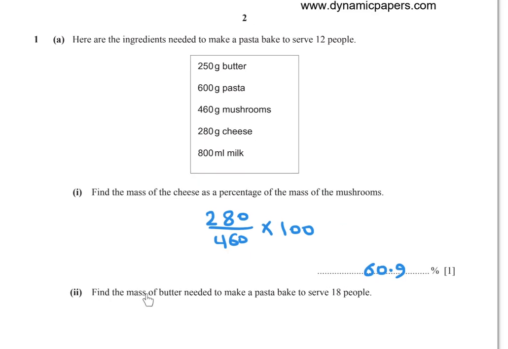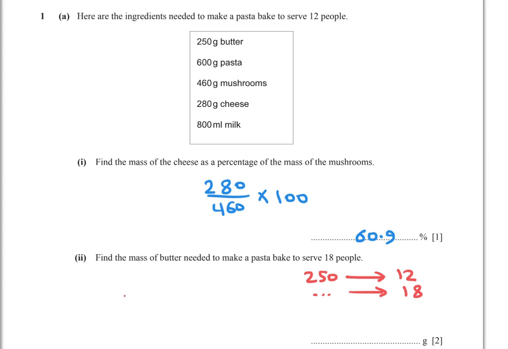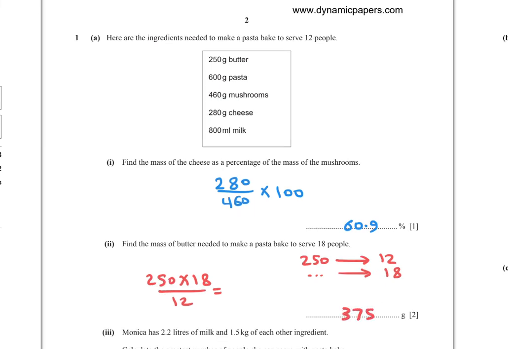B. Find the mass of butter needed to make a pasta bake to serve 18 people. So 250 grams of butter needed for 12 people. So how many grams of butter needed for 18? So cross multiply. So you can write 250 enough for 12. So how many grams enough for 18? So 250 times 18 divided by 12 equals 375 grams.